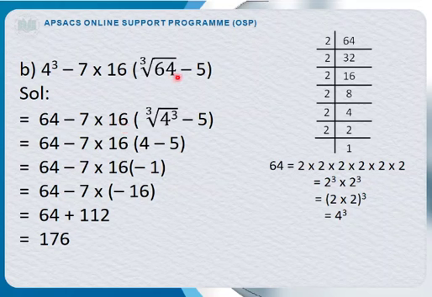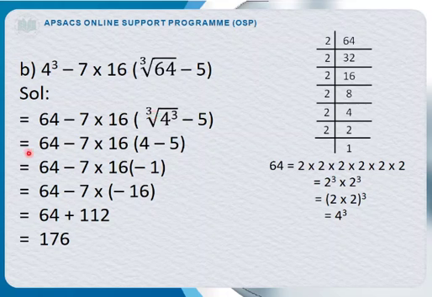To solve this cube root, I am using the prime factorization method, and the factors for 64 will be 2 to the power 3 multiplied by 2 to the power 3. And then I'll use the whole power, that means 2 into 2 to the whole power 3, and 2 to the 2 is 4, it means 4 to the power 3 is 64. So in place of 64, I have written this 4 to the power 3, minus 5 as it is. Now this cube will cancel out this cube root.